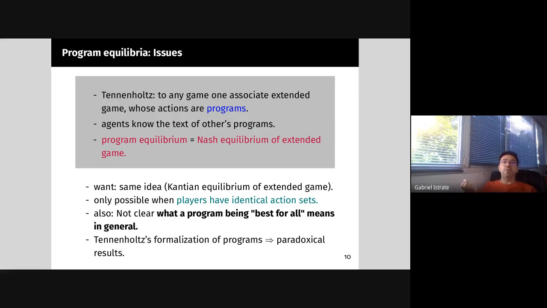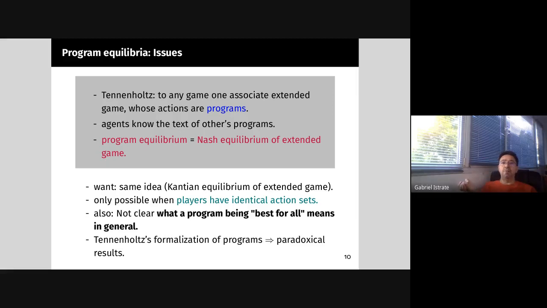So we would intuitively want to take the same idea of defining a Kantian program equilibrium through Kantian equilibrium of an extended game. Of course, this is only possible, first of all, when players have identical action sets, because those are going to be encoded in the program that all players are using. It's also the case that it's not clear what a program being best for all means in general for games that are not symmetric. So we're going to need to restrict ourselves to a class of games where this can be given a sense.